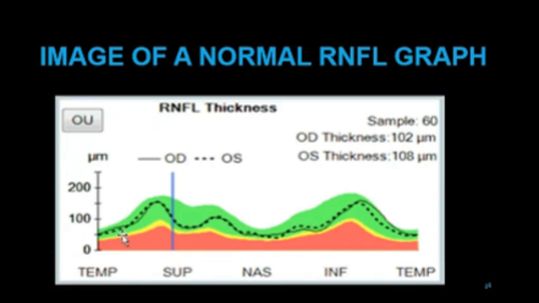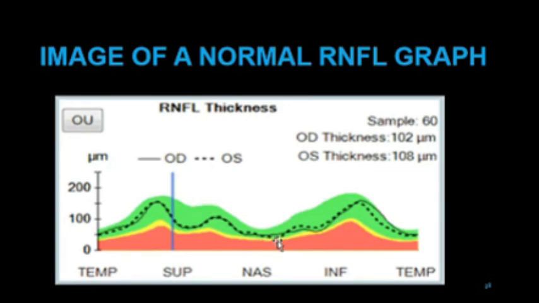Yes. So what I'm saying is that these two lines should remain in the green part, at most touch the yellow. But when it enters the red part, it's showing that something is wrong. And now, if you see here, this TEMP is temporal. SUP is superior. Here is nasal. Here is inferior, and this is temporal. So this is showing us that this is the temporal part of the retina. In this part, it is still thick. The superior, it is still thick. Now the nasal, if you see in the nasal, as if it was coming down, did you notice it?